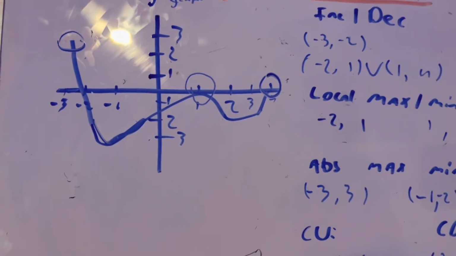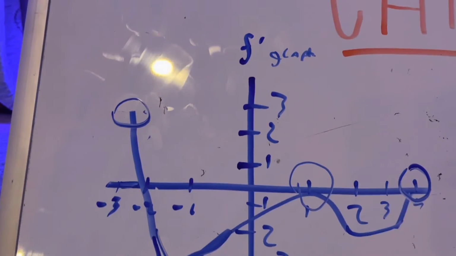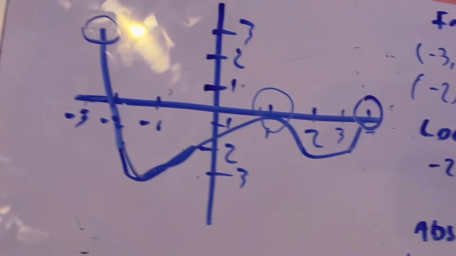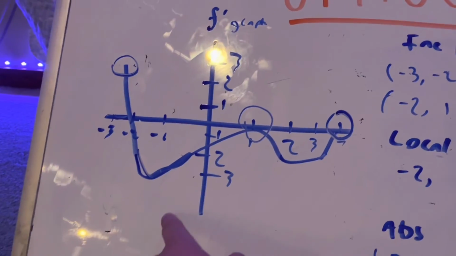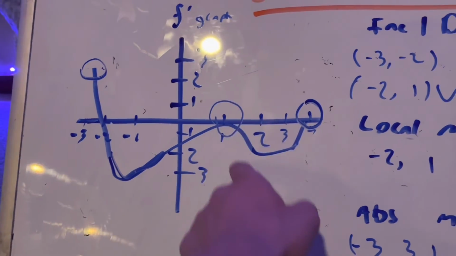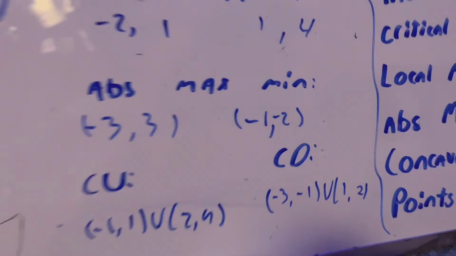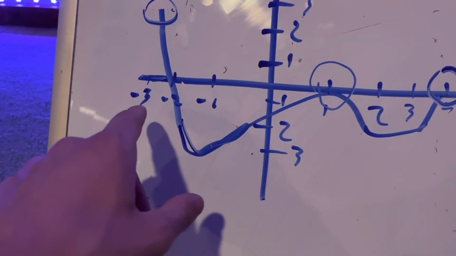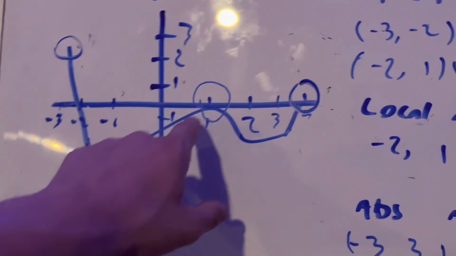So we see that our graph is concave up from -1 to 1, and also from 2 to 4, because we see their slopes or their second derivative are going up. And then our graph is concave down from -3 to -1. So -3, -1, you see it's going down. And from 1 to 2.